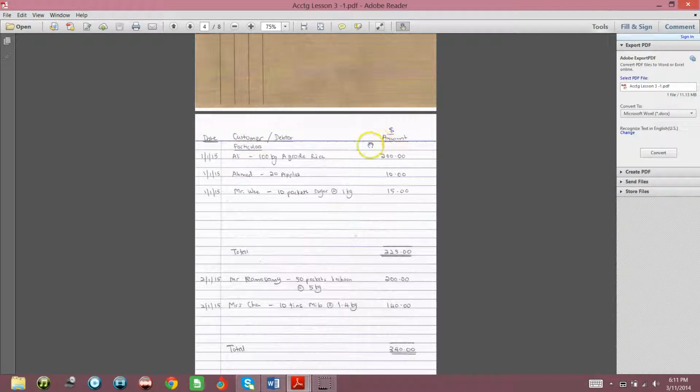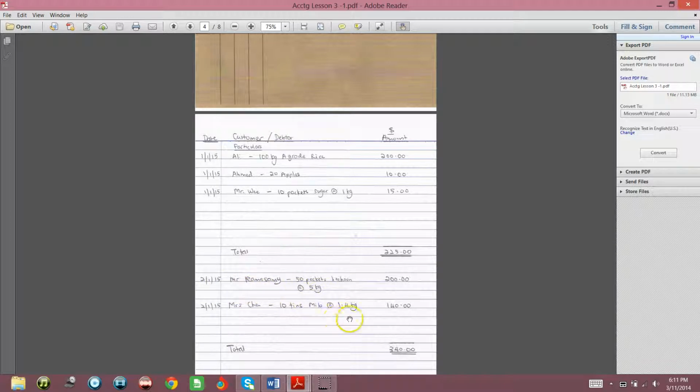You can write as much detail as possible, but if I'm just a small provision shop, I don't need so much detail. So these three columns are sufficient for me. I'll do it here. Then every day I will total this. So this is the first of January 2015.